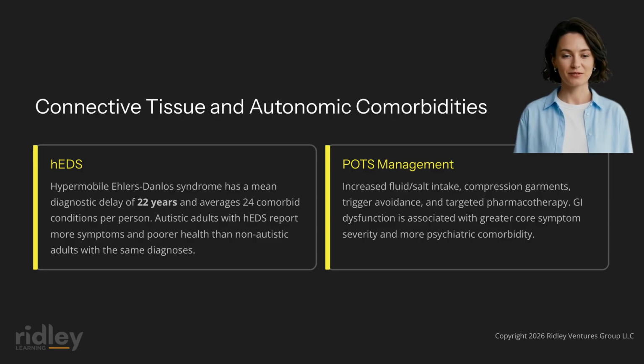Dysautonomic management principles articulated by Mathias and colleagues remain the standard framework for autistic adults with postural orthostatic tachycardia syndrome, or POTS, or broader autonomic dysfunction. These principles include increased fluid and salt intake, compression garments, trigger avoidance, and targeted pharmacotherapy when symptoms are disabling.